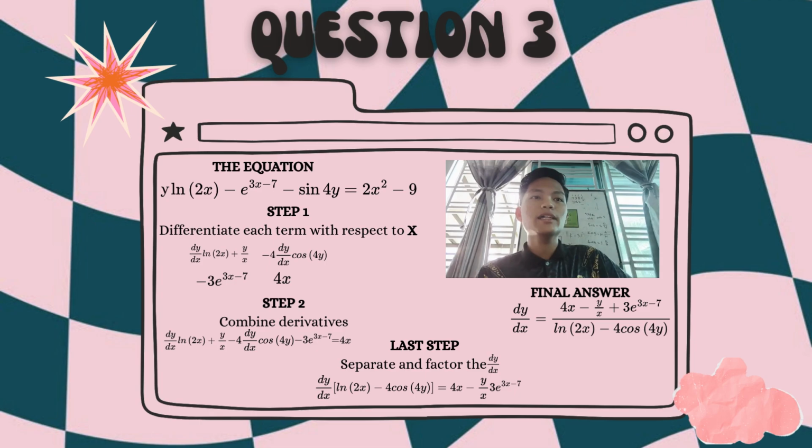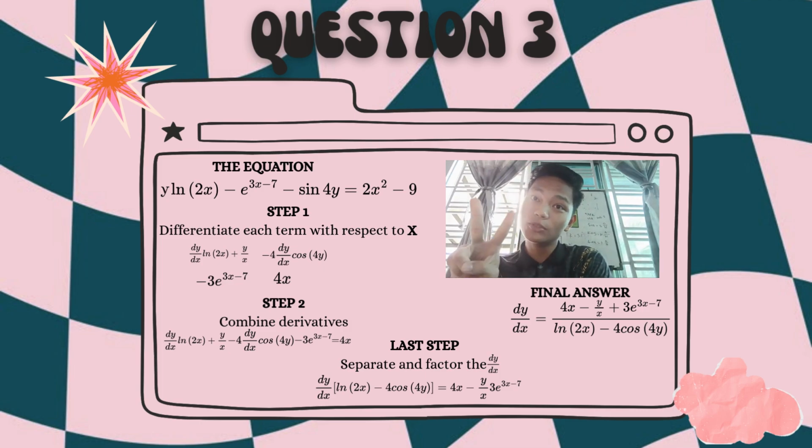Okay, hi. I will continue with question number 3. How to find dy over dx using implicit differentiation in the equation. I have arranged some steps to make it easier. Step 1, differentiate each term with respect to x. As you can see, I have 4 terms in this question.